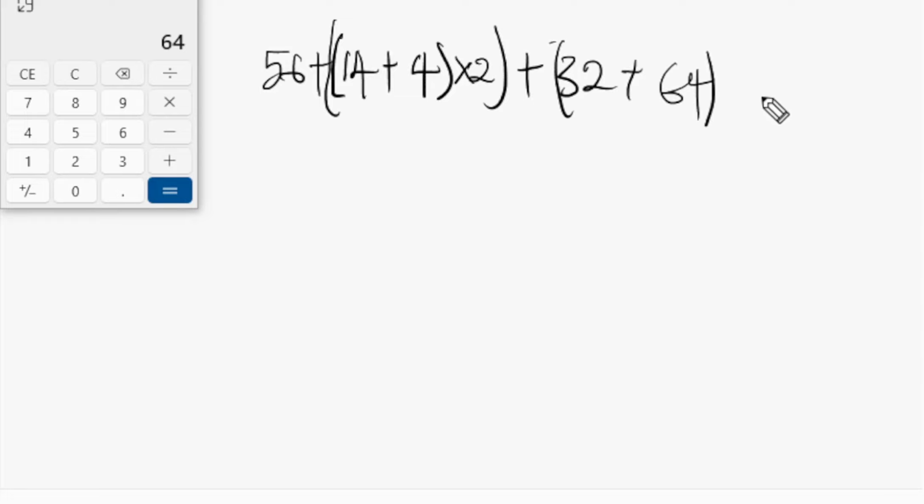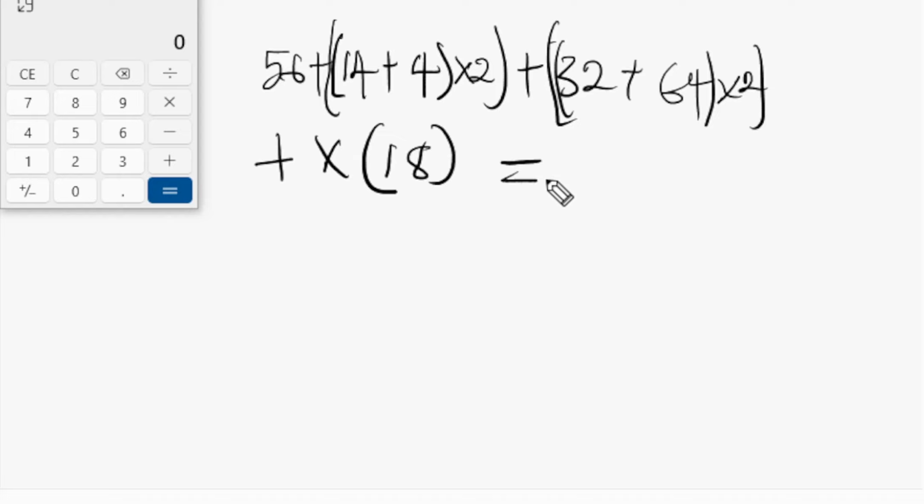So this here is also multiplied by 2. And then this plus X times water, H2 is 2, then plus 16 is 18. So water is 18 here. So all this is equal to 392. So guys, here we're going to add 56 plus 14 plus 4 is 18.